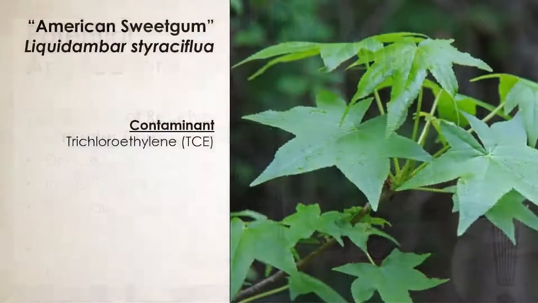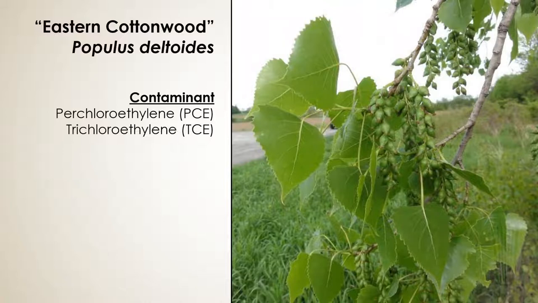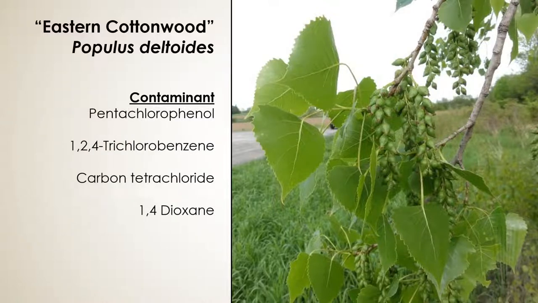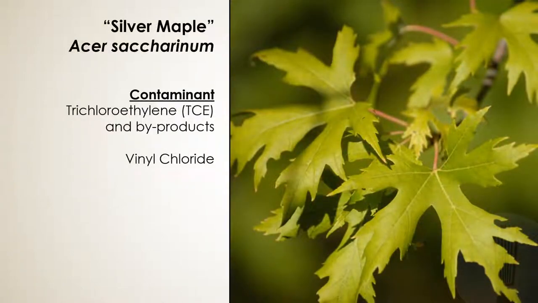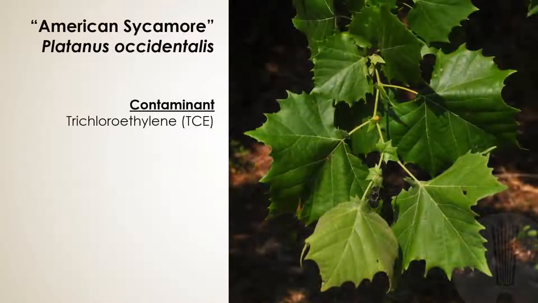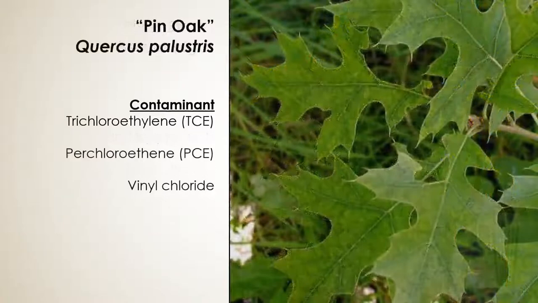rocket propellants. So American sweetgum, it's been shown to have the ability to phytoremediate trichloroethylene, TCE. Cottonwood, PCE and TCE, that's perchloroethylene and trichloroethylene, along with several others I'm not going to attempt to pronounce, because I know that I'll butcher those. Eastern redbud, silver maple, American sycamore, river birch. I mean, some of these would be great species to have in parking lots around dry cleaners, I think. Pin oak.